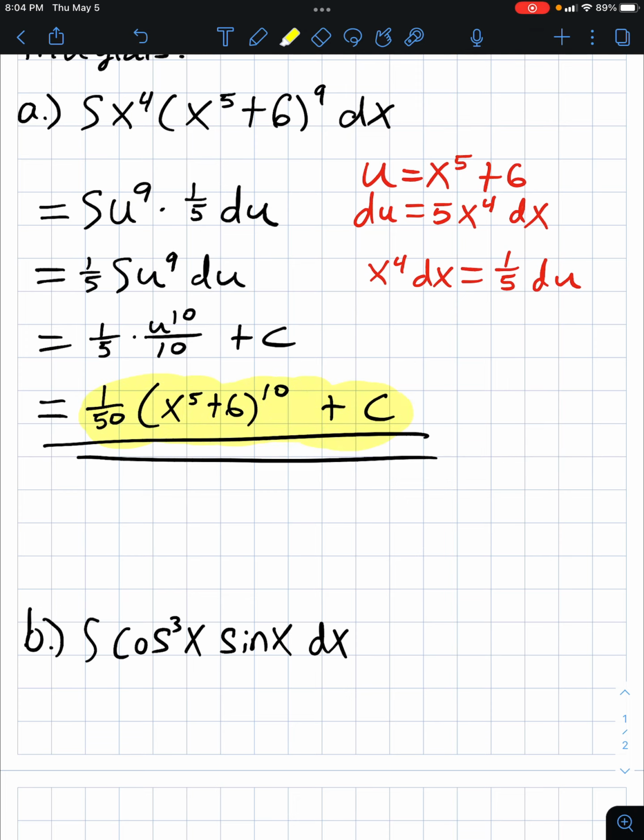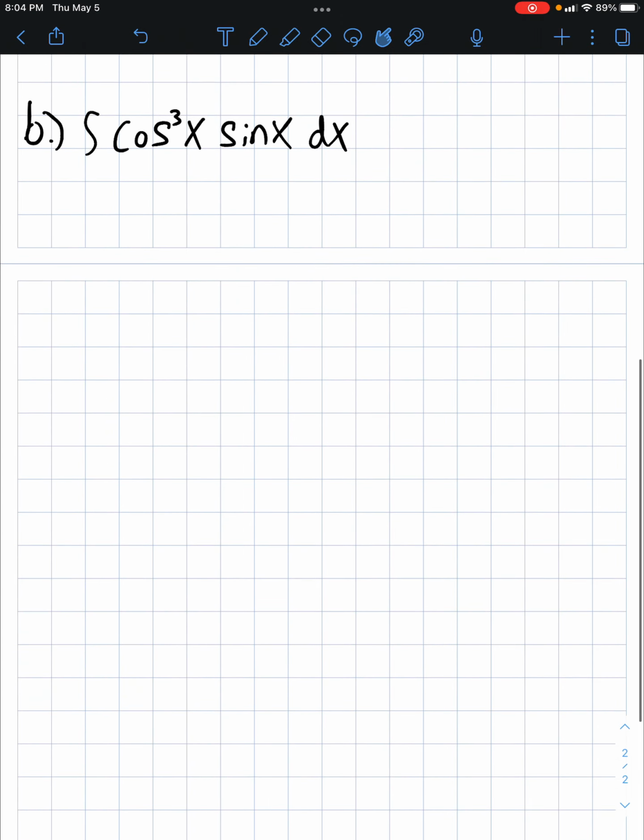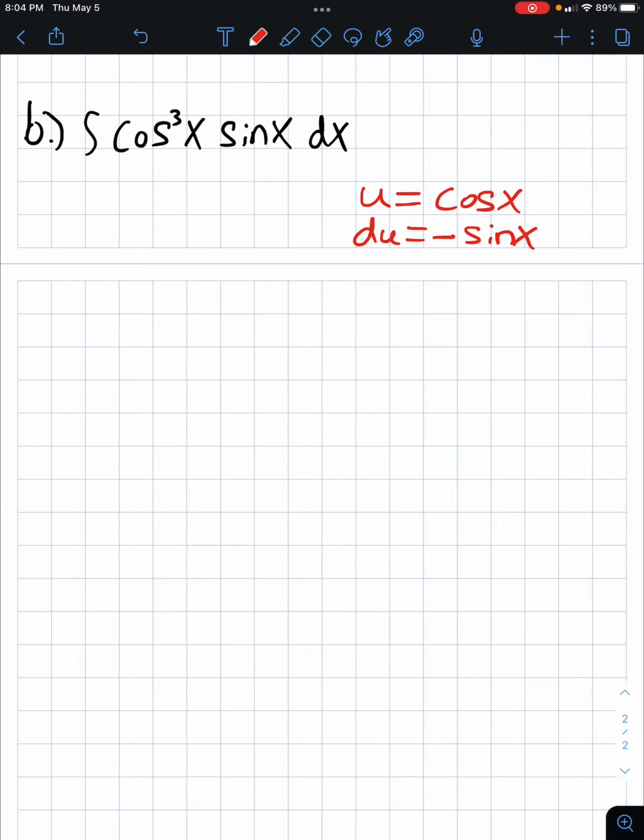Now in part B, we need to find the indefinite integral of cosine cubed of x times sine of x dx. In part B, what will be our u? U will be equal to cosine of x. And what will be our du in this case? Well, the derivative of cosine of x is equal to negative sine of x dx.